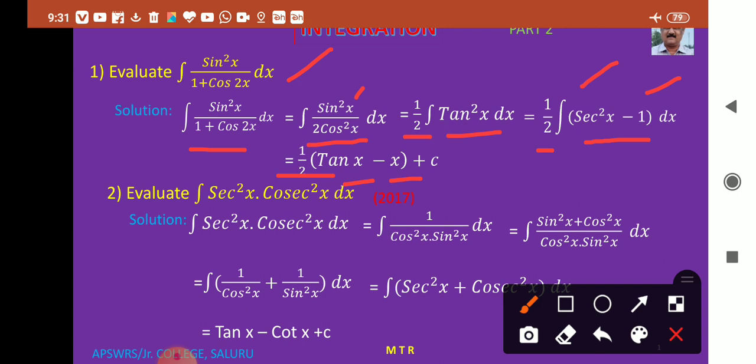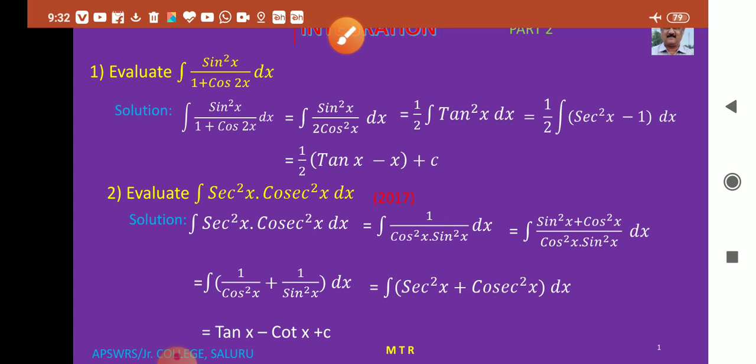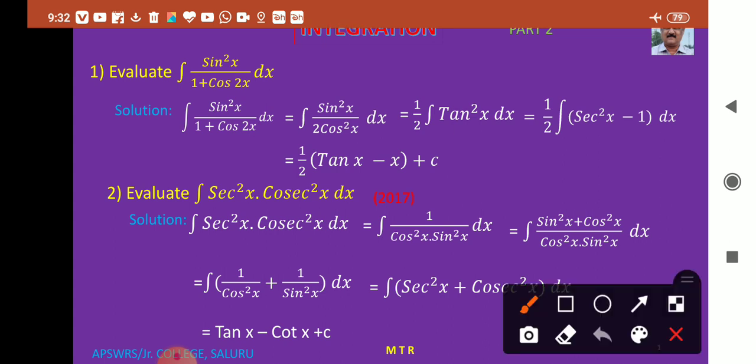So integral sin square x by 1 plus cos 2x dx is equal to 1 by 2 into tan x minus x plus c. Okay. Now the next problem. Evaluate integral secant square x into cosecant square x dx.